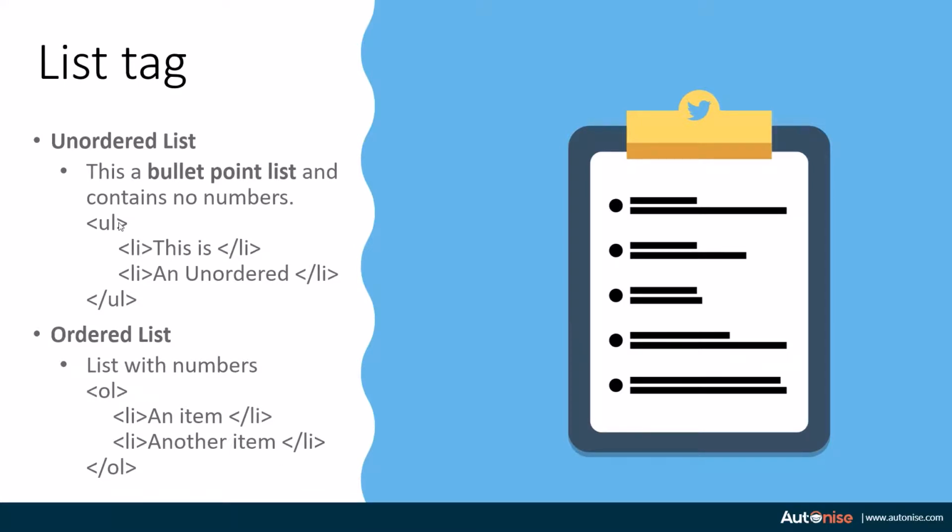So the major difference in creating an unordered list and an ordered list is that for an unordered list, you begin with a UL, and while creating each item, you start with the li tag. While creating an ordered list, you start with the OL tag, and similarly, you put the li tag to denote each item. So this is it about the list tag.